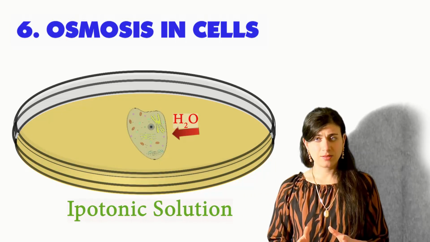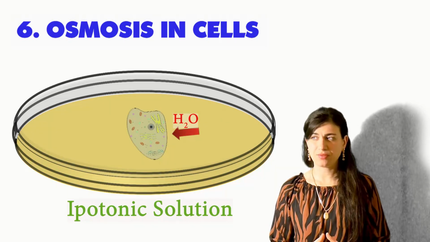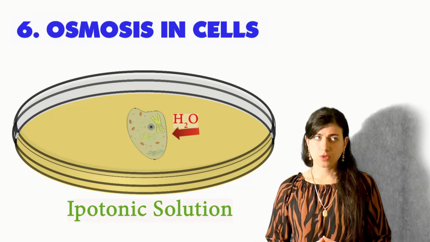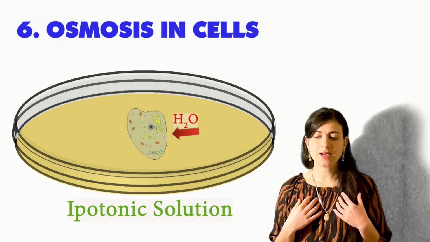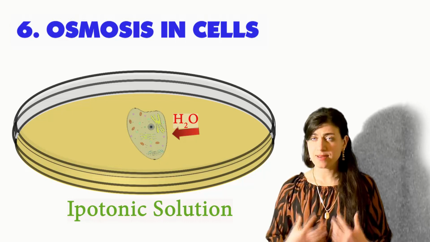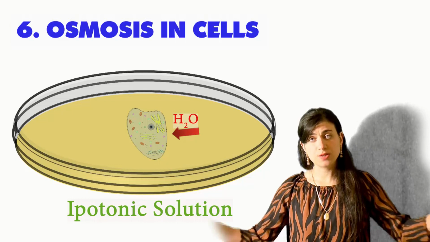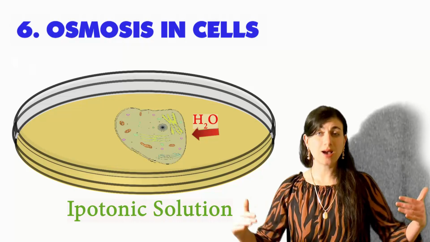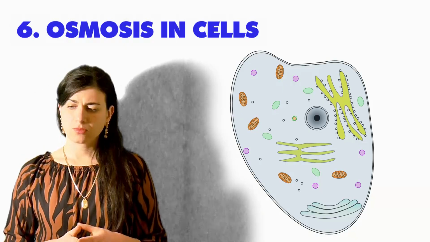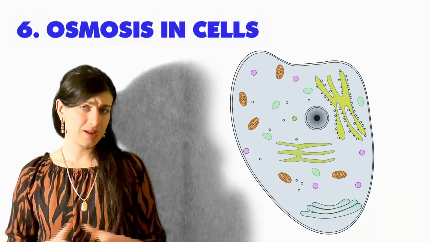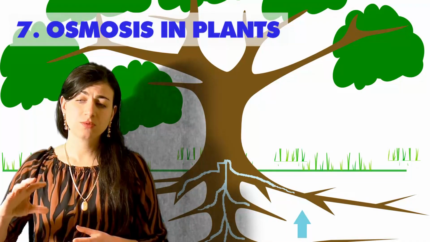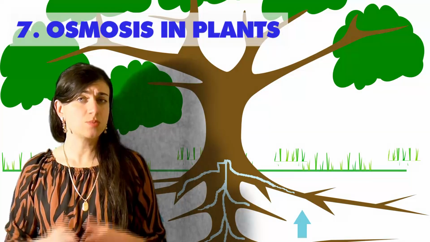On the other hand, if the cell finds itself in a hypotonic solution, which means that the concentration of solutes inside the cytoplasm of the cell is higher than the concentration outside the cell, now the cell will absorb water and will swell up. So see how important osmosis is for cell life. Osmosis is also important for plant life. Plants absorb water and food too through their roots thanks to the osmosis process.